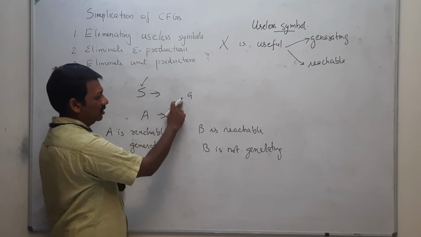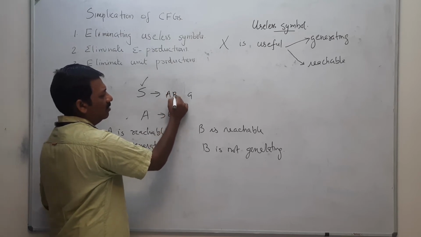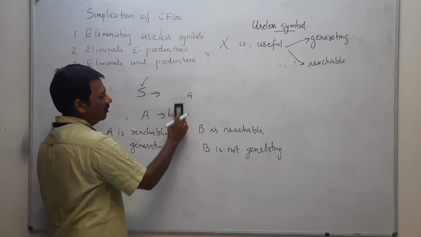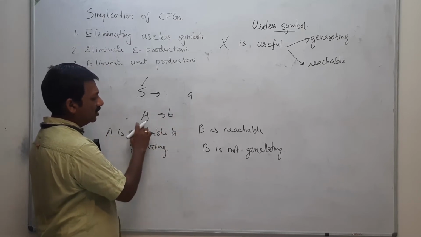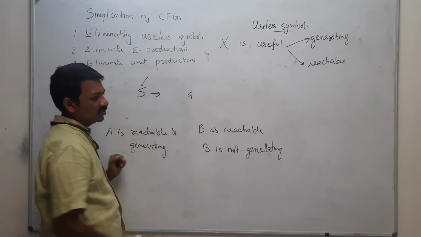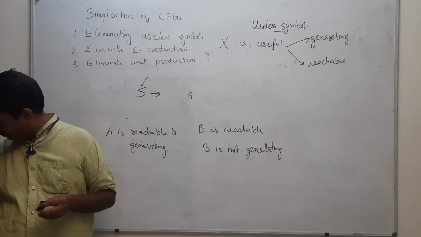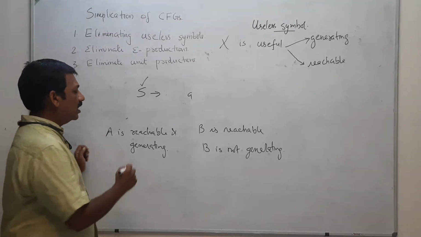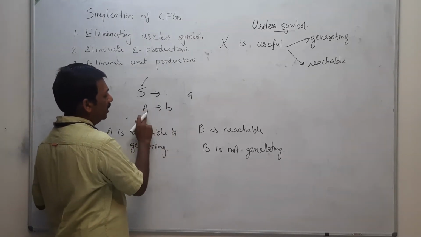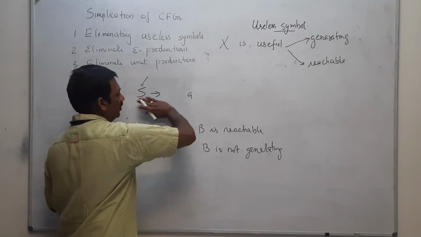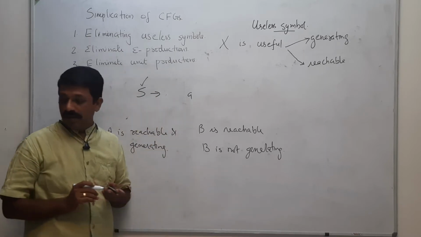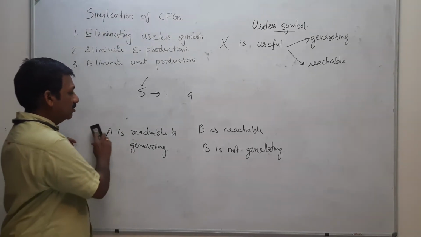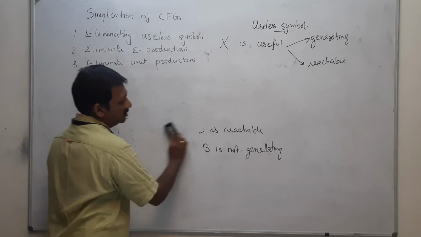S derives A. That means S derives AB or A. From this, if you are eliminating this AB, what will happen? S derives A. Now A is not reachable, so you have to eliminate this also. That means S derives A. Okay. S derives A and A derives B. But A is not reachable from this, so you have to eliminate this also. S derives A only. This is the way you can eliminate useless symbols.